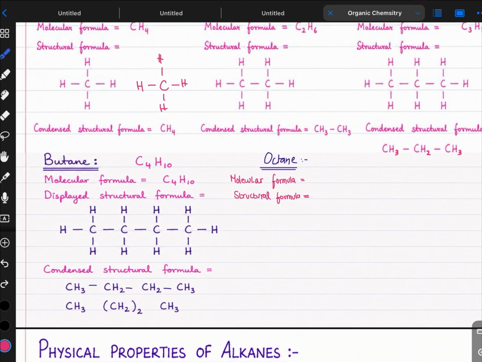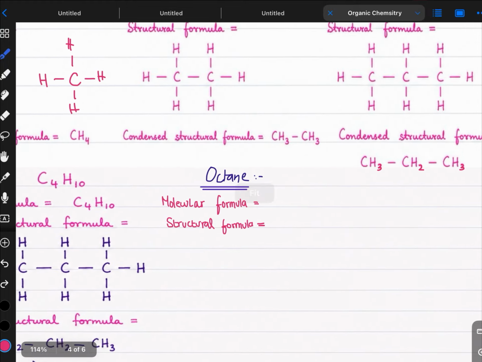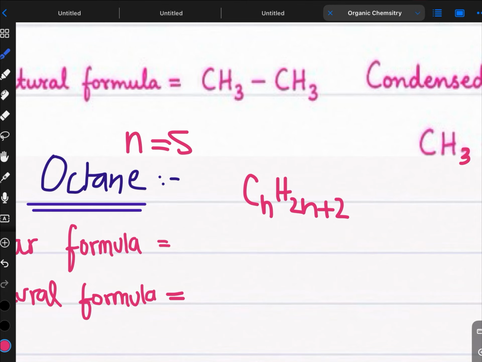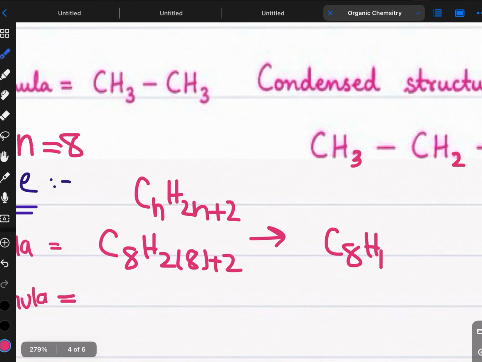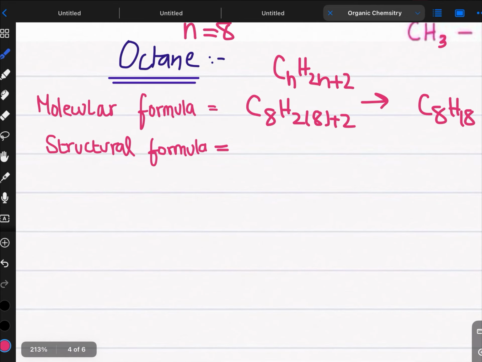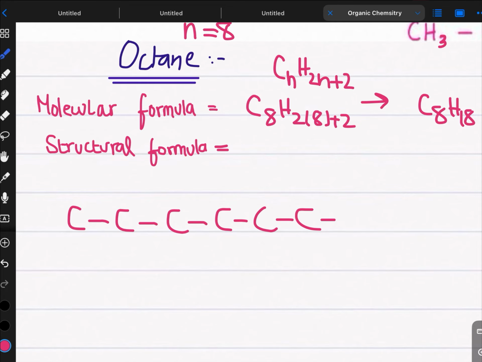Now let's solve it together. Firstly, I'm going to write down the molecular formula of octane using the general formula CnH2n plus 2. As n here is equal to 8, I'm going to put in the value of n as 8, C8H, 2 bracket 8 plus 2, which gives us C8H18. Now let's write down the structural formula. Firstly, you have to write down the number of carbon atoms present in the compound. I have 8 here, so I'm going to write down 8 carbon atoms. 1, 2, 3, 4, 5, 6, 7, and 8.